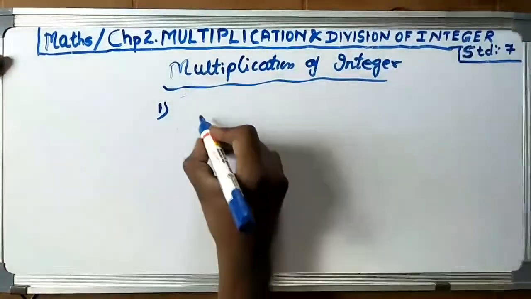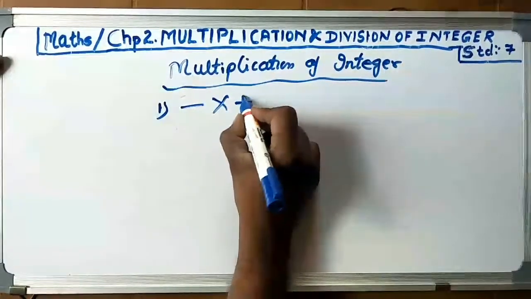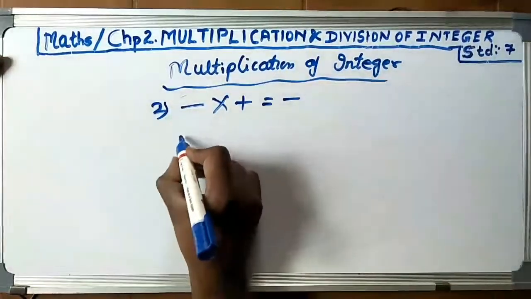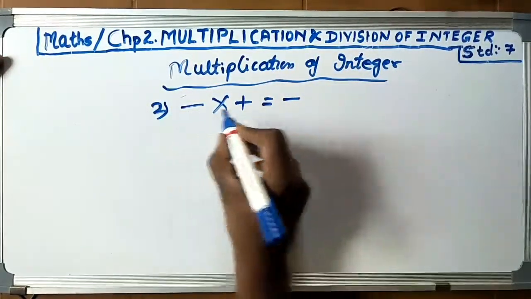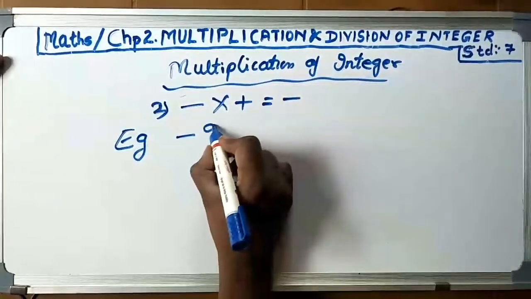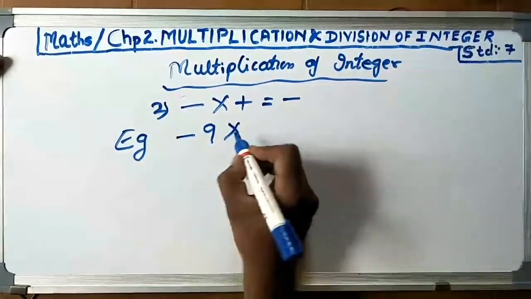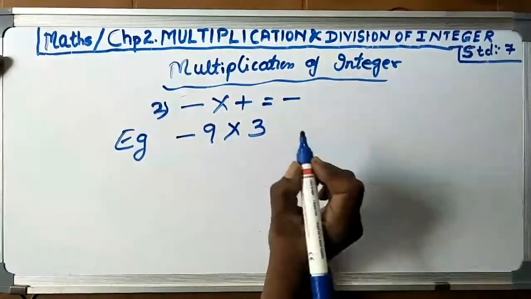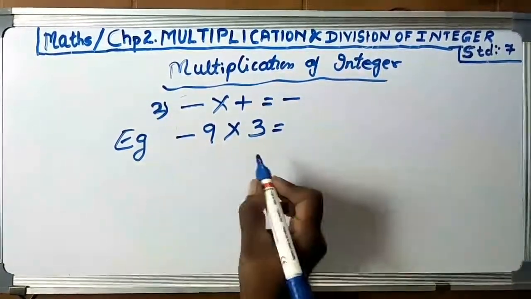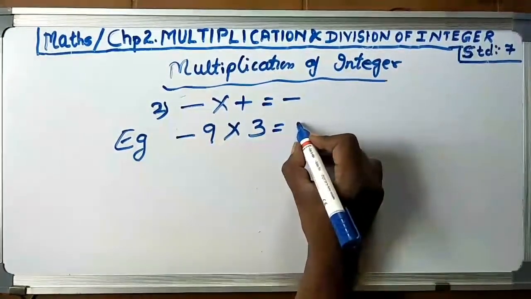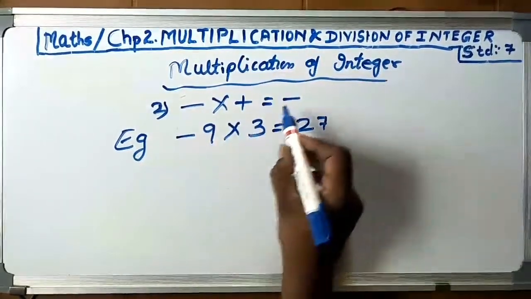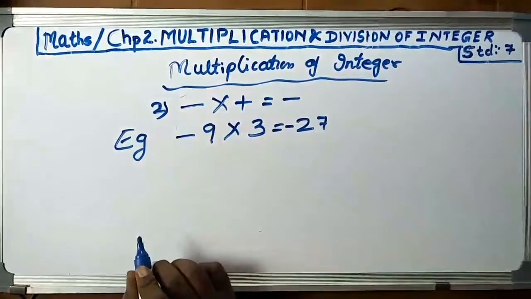Our next rule is minus into plus is equal to minus. In the first place minus, in the second place plus. Let me give you some examples. Let's say minus 9 multiply by plus 3. What you have to do is first multiply. 9 3s are 27. But here minus is there. Minus into plus is minus. So the answer is minus 27.